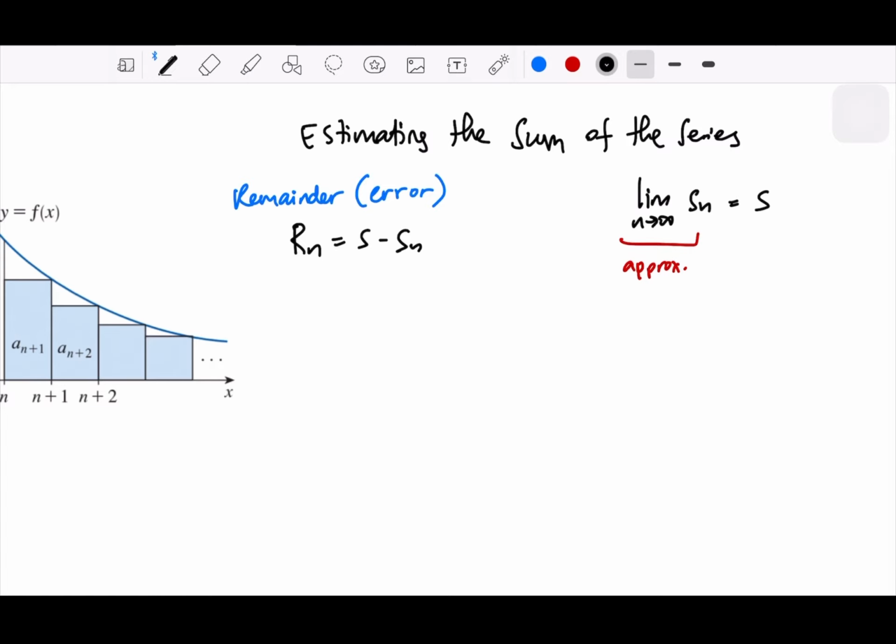Now the error itself is the difference between the sum of the series, Sn, and the number that we are approximating, maybe S. So the error is the difference between those two. If you say the error is 0.1%, that means the total area under the curve has a gap around that number.